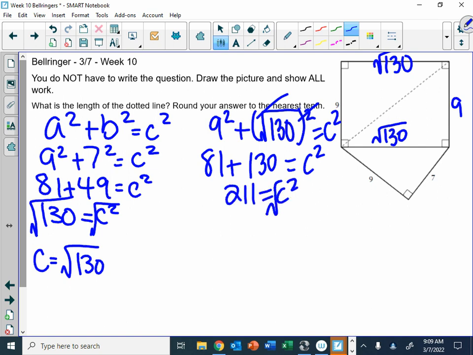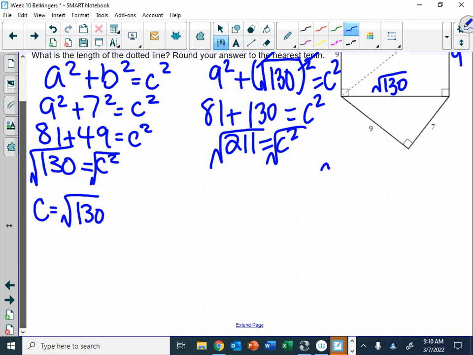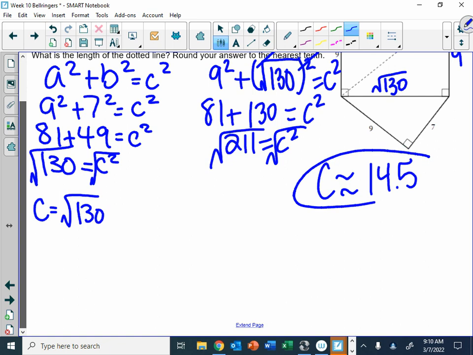And then lastly, square root both sides. I want my answer to the nearest tenth, which is 1 decimal place. So the square root of 211 rounded to 1 decimal place. What is C approximately? 14.5. Very good. So my dotted line is approximately 14.5. So with those problems, Pythagorean theorem twice. Don't simplify that because you can simply just cancel it out up here.